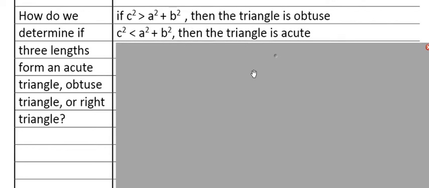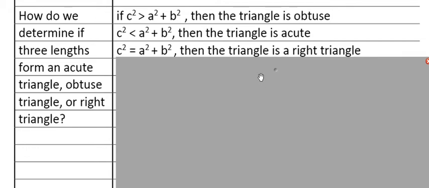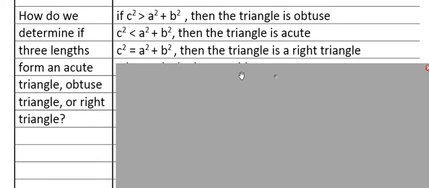If c squared is less than a squared plus b squared, then the triangle is acute. And if c squared equals a squared plus b squared, then the triangle is a right triangle. Now, what do c, a, and b stand for? C, a, and b represent the side lengths of a triangle, where c is always your largest side. Take a minute to copy down these rules, and we'll work with some examples.